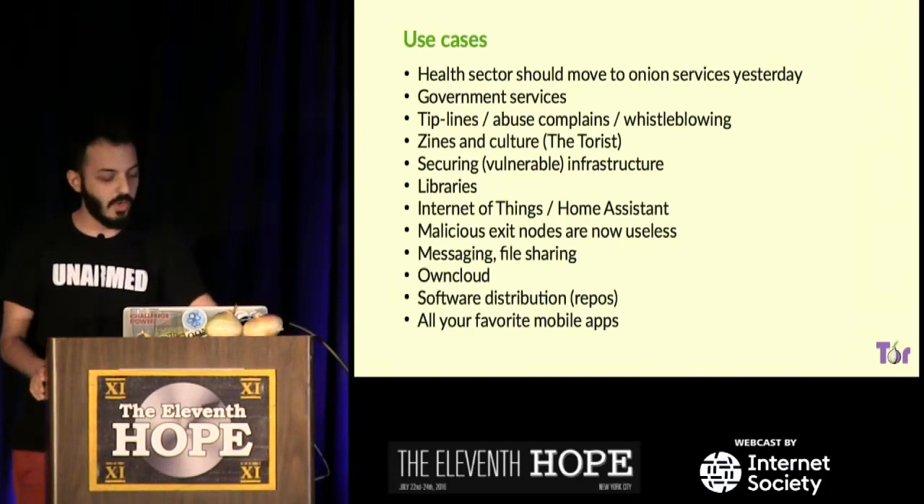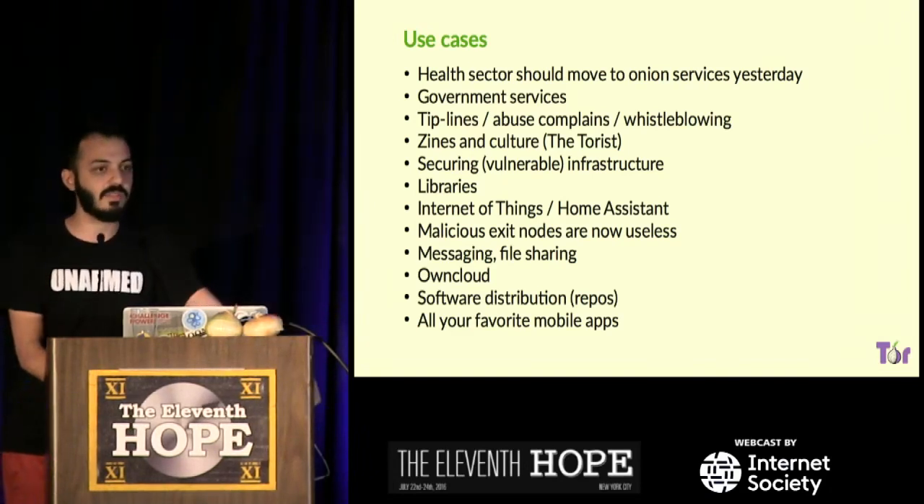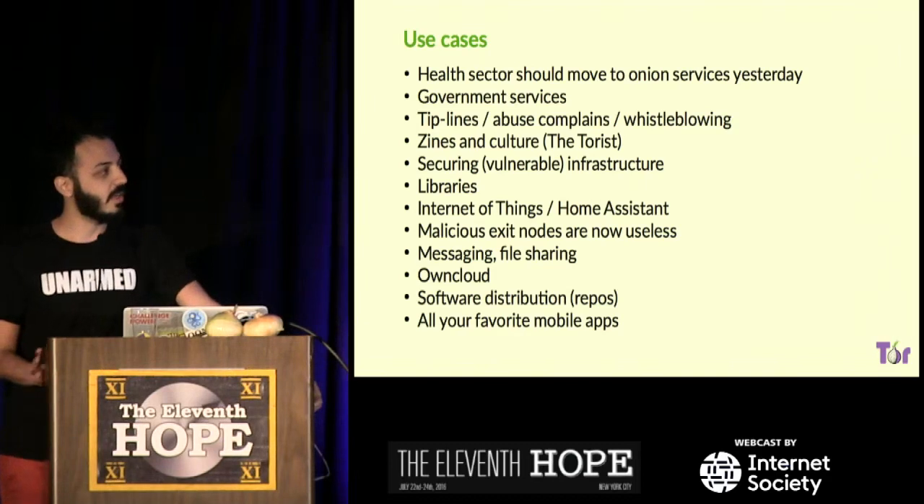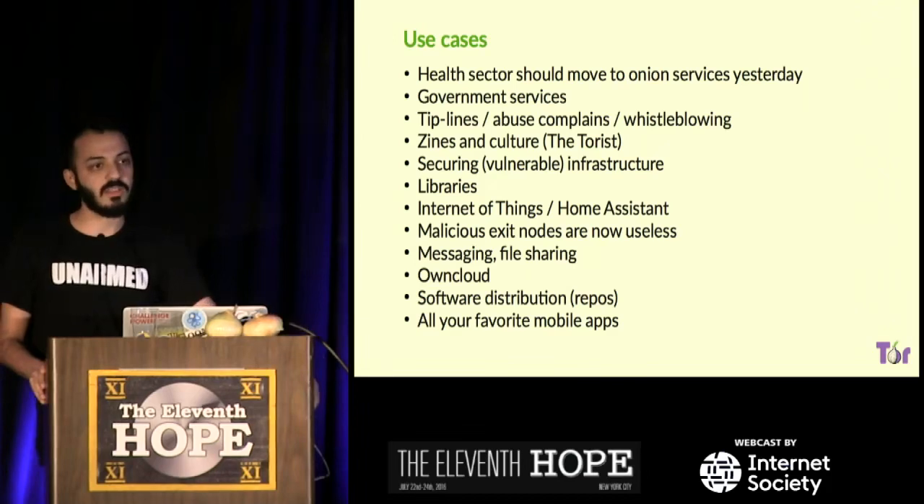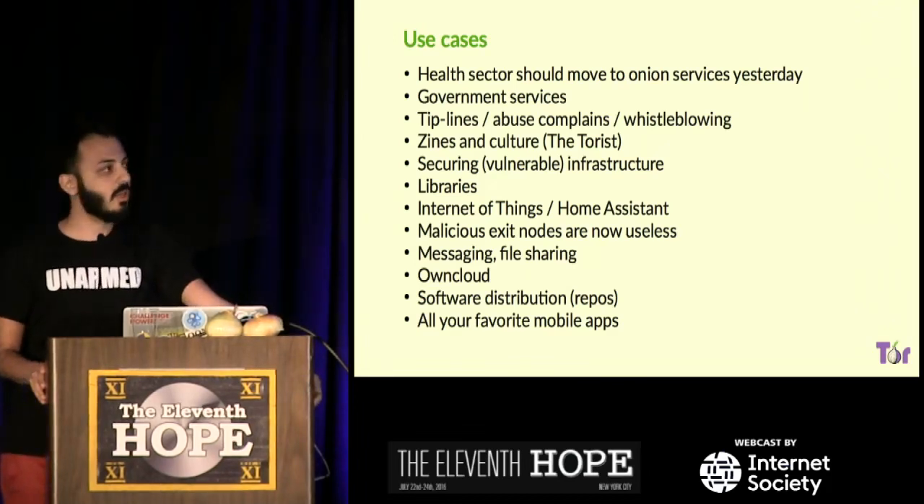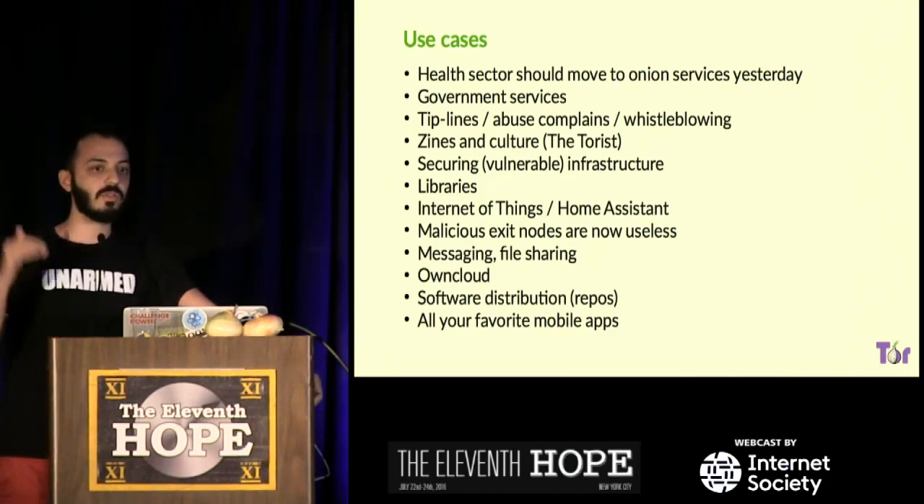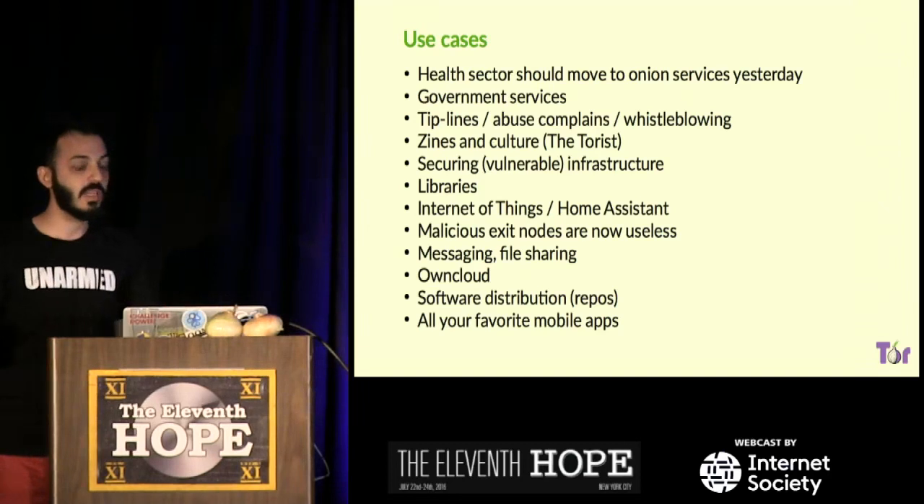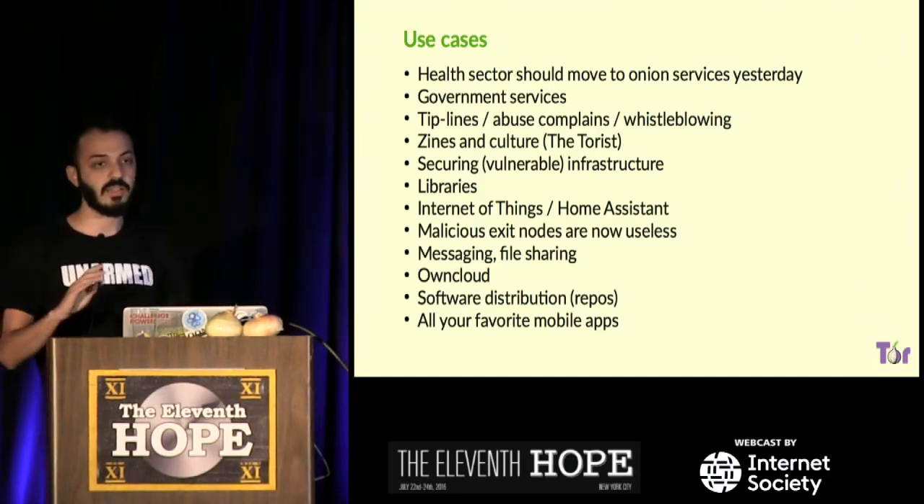You can secure your vulnerable infrastructure. You can take advantage of this in libraries, for library catalogs and everything. This is especially interesting for me because I work with Library Freedom Project. Nathan of Guardian Project did a thing on Internet of Things and Home Assistant. If you want to run one of these things in your apartment, you don't need to expose the whole thing to the internet. If you want to connect from your mobile phone to that service, it doesn't have to be open to the internet. You can just connect over an Onion address, and it's pretty much safer than the internet.